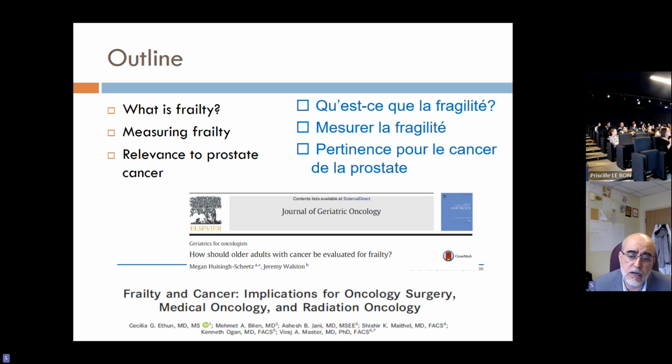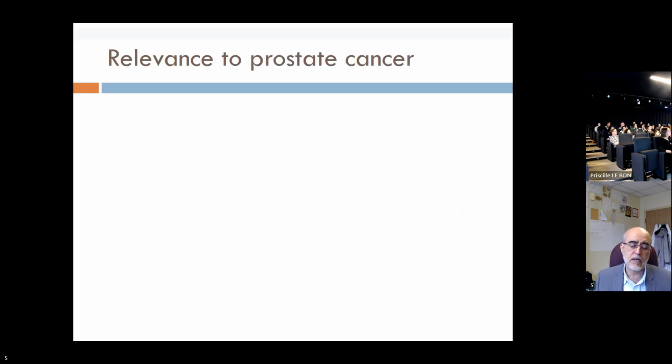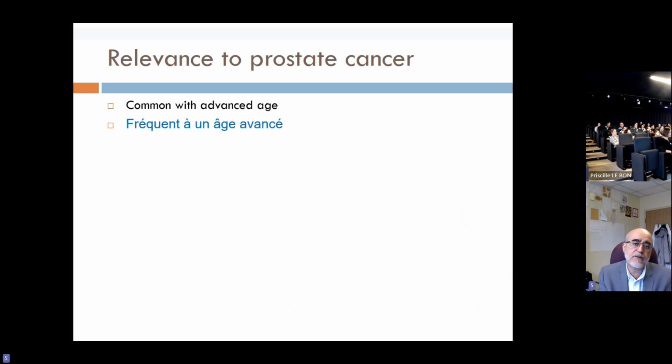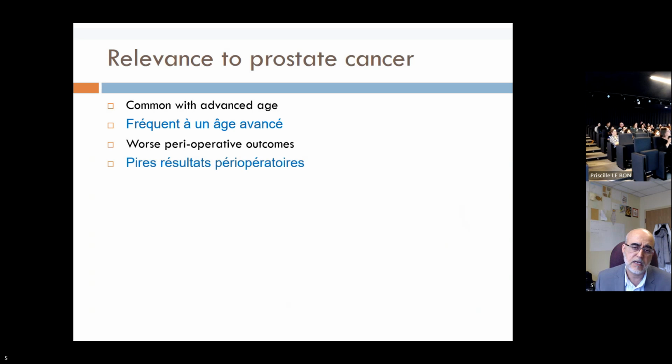And there are multiple articles that have talked about this. I have highlighted 2 here that talk about frailty and cancer more broadly. I will make just a couple of points here, and then I will focus on frailty in surgery, in radiation and chemotherapy specifically. But frailty becomes more common in men with prostate cancer as they become older.